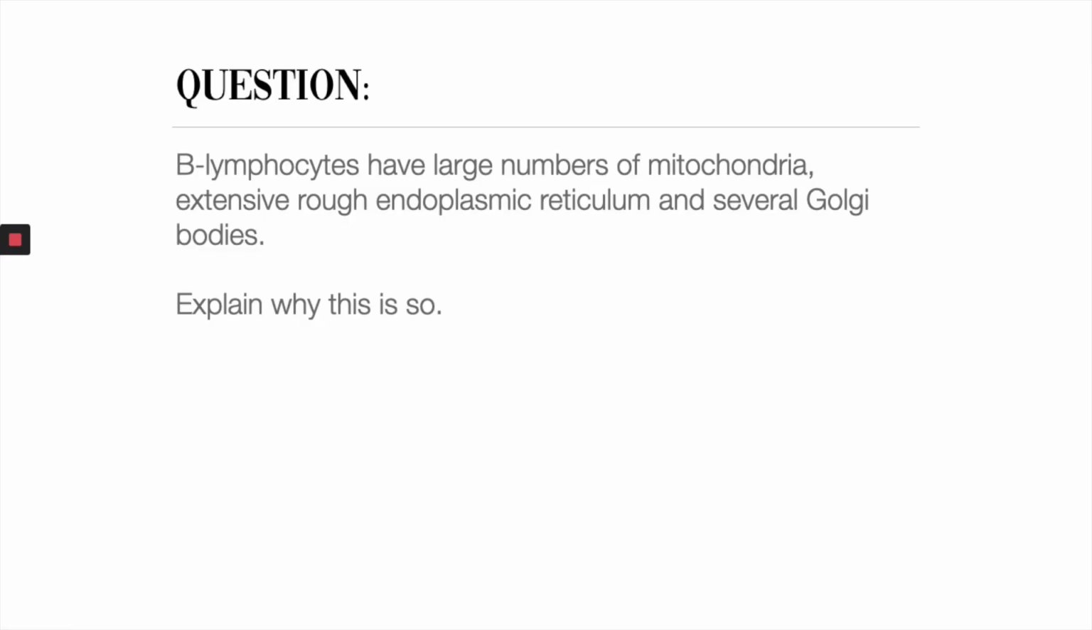Question. B lymphocytes have a large number of mitochondria, extensive rough endoplasmic reticulum, and several Golgi bodies. Explain why this is so.